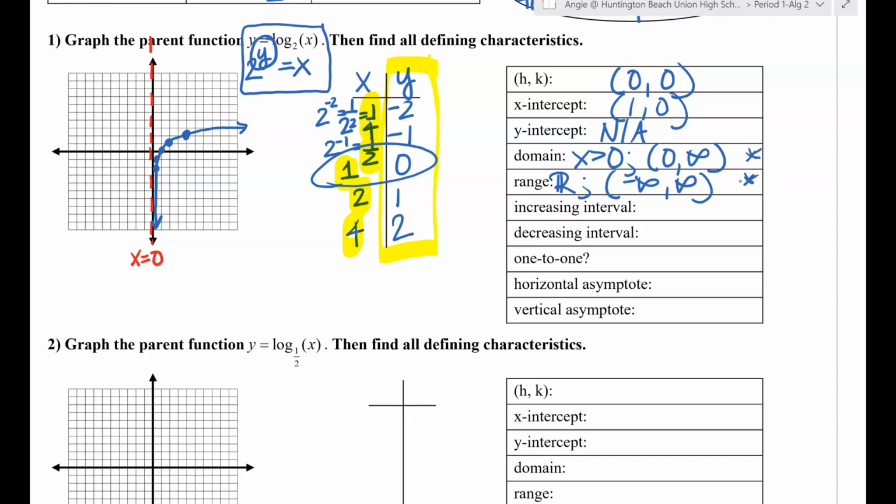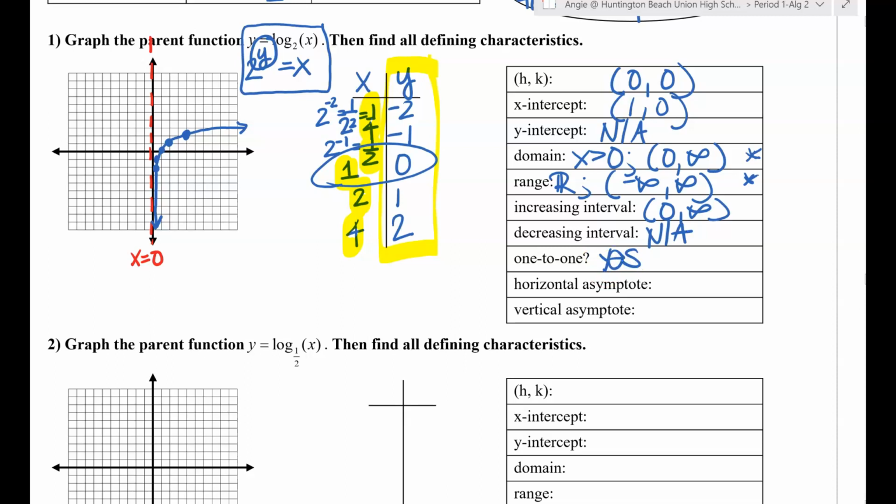Yeah, so if you go up, you're going to see that those are switched, right? In exponential, the range was from 0 to infinity, and the domain was all reals, so that's why. It is still an increasing function, and it's increasing over the entire domain. That means we don't have any values left for decrease. It is definitely one-to-one.